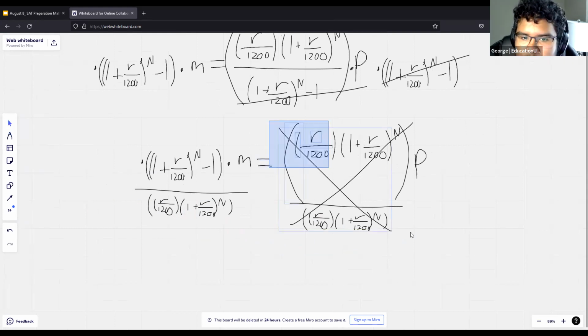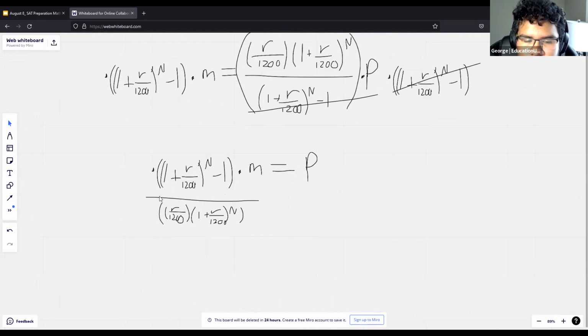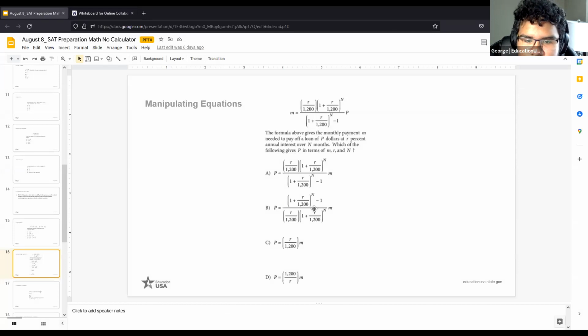And because of that, we can erase basically the whole thing. What we are left with is P equals the whole expression that we started with, but flipped upside down, and then the whole thing multiplied by M. And that's the answer shown here by B. P equals the bottom half of the original equation on the top, and the top half of the original equation on the bottom, and all of that multiplied by M.